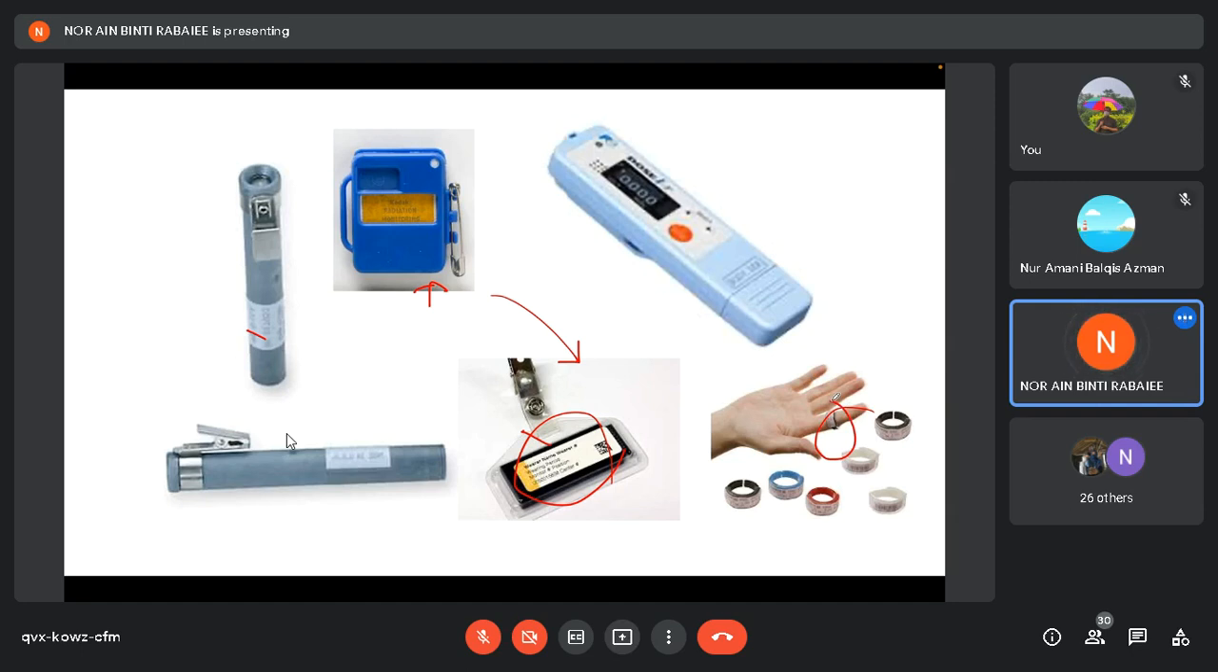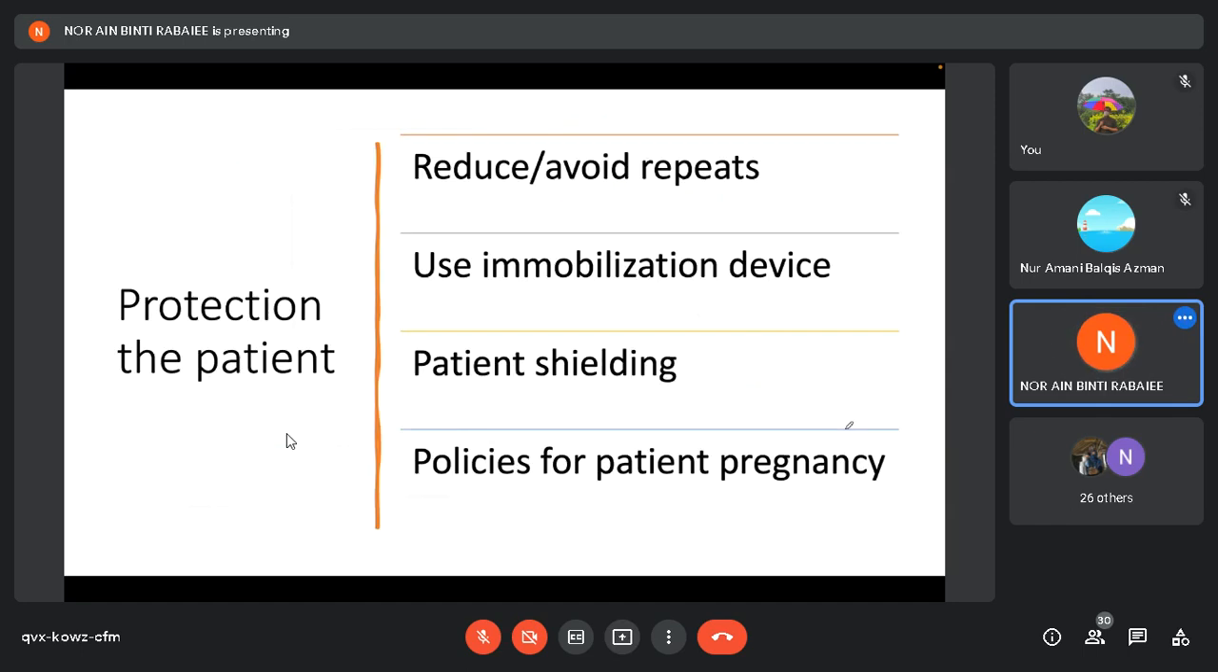Okay, and this is the ring dosimetry. Okay, ring dosimeter. This is usually used for personnel or radiation workers that deal with radiation. For example, in nuclear medicine, they need to prepare the source or radionuclide or radioactive material for the treatment. So they are recommended or advisable to wear a ring dosimeter as a protection.